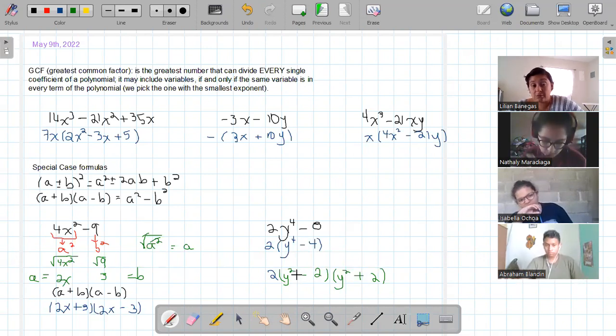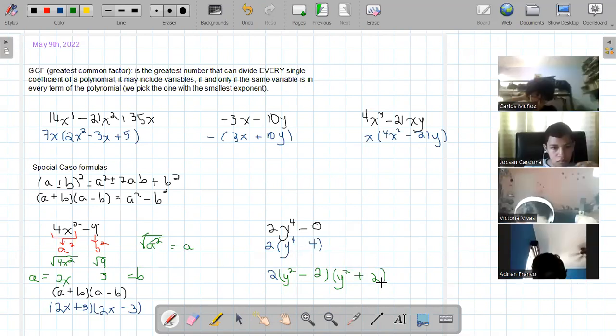Why? Because y squared has a square root, which is y. But 2, there's no number that multiplies by itself that will give you 2. So we keep it up to here. Questions? No? We're going to leave it here. We're not going to continue doing more exercises, okay? We're going to keep it there.